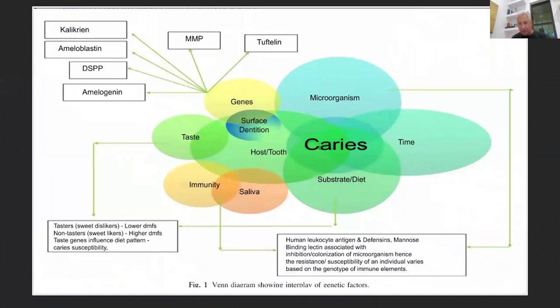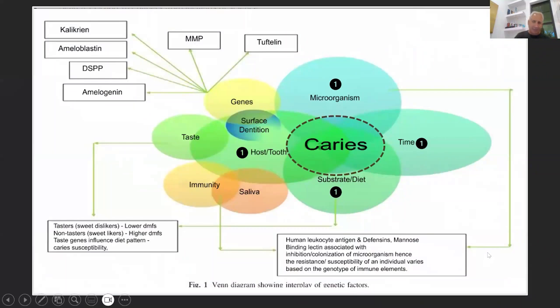This diagram shows caries. And what we originally thought, or what we were trained, was that you'd have strep mutans and maybe some lactobacilli as the microorganism. And then they would be consuming the carbohydrates over time. And a host, obviously, could be affected maybe by saliva, by immunity, by taste, by genes. All of those things could have some relationship on the host tooth.